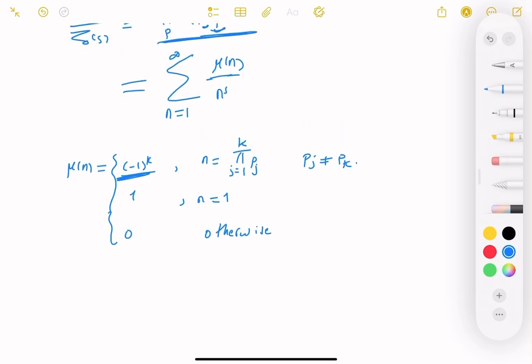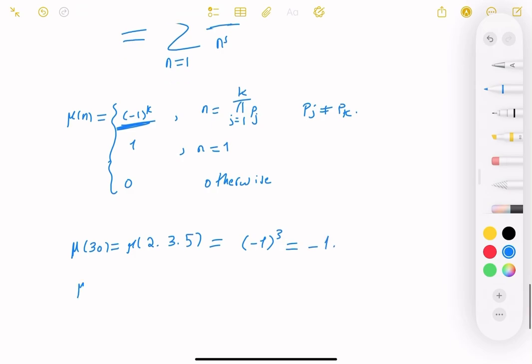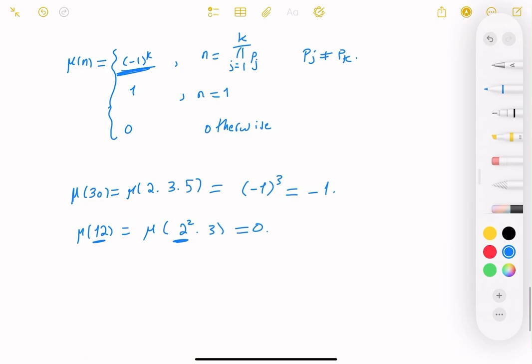So let's take an example. Let's compute a few of these. So for example, mu of 30 is mu of 2 times 3 times 5. These are 3 distinct primes. So this is minus 1 to the 3, and hence this is minus 1. And then let's take another example. Let's say mu of 12. So this is mu of 2 squared times 3. So this is a square dividing 12, and hence it's 0 right away, and so on. You can play with these numbers.